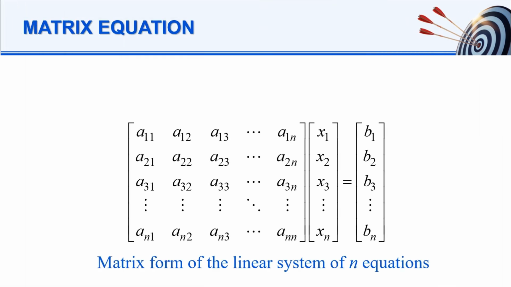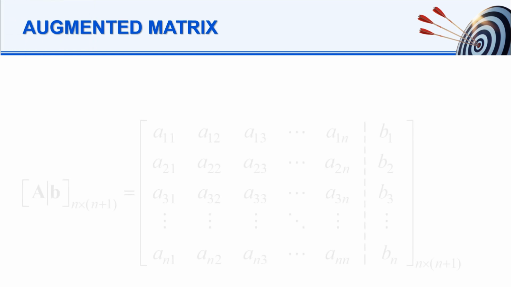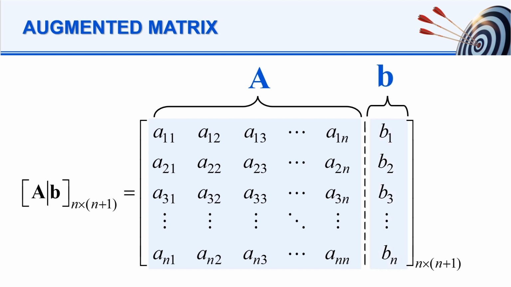Every linear system of equations can be expressed in matrix equation form, such as AX equals B. Matrix forms are required in Gauss elimination and Gauss-Jordan methods. Then the augmented matrix for this system is set up as follows. The augmented matrix, which is an n by n plus 1 rectangular matrix, is a compact way of representing a system of linear equations. It combines the coefficient matrix and the right-hand side of the equations into a single matrix.